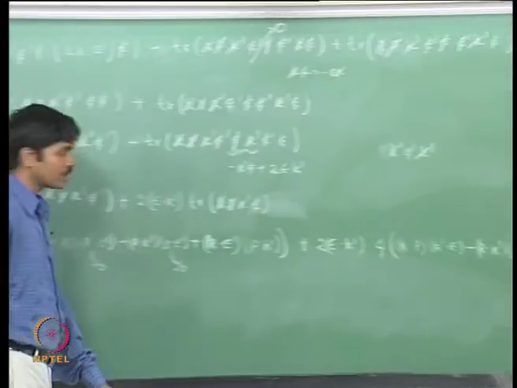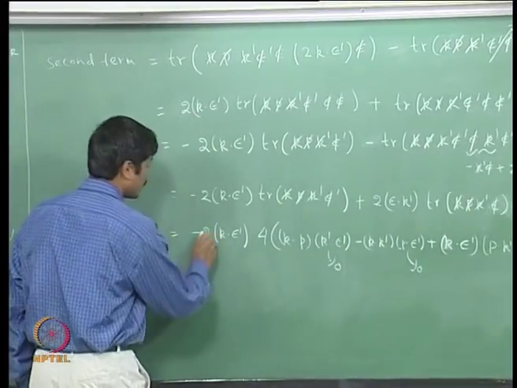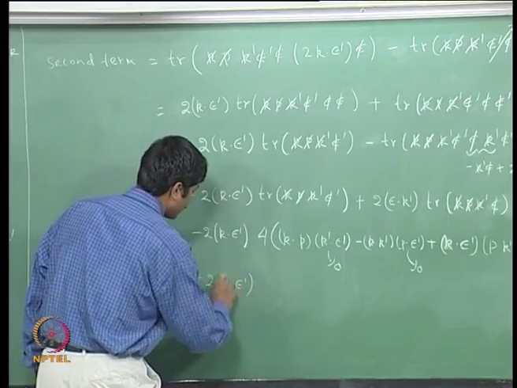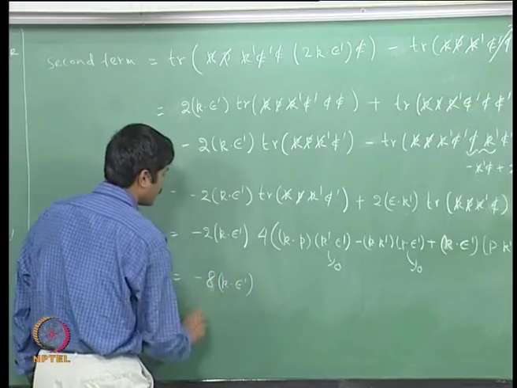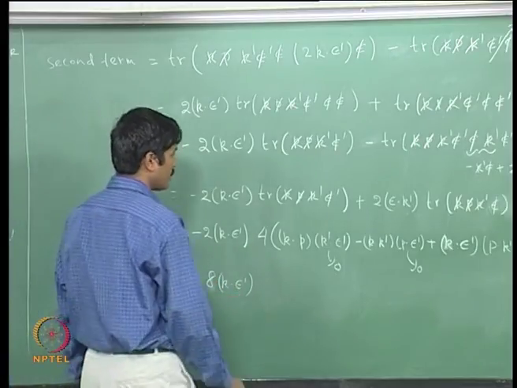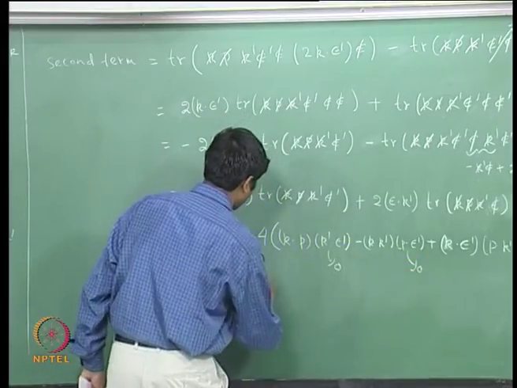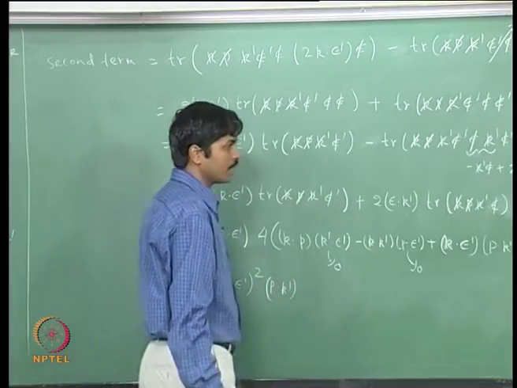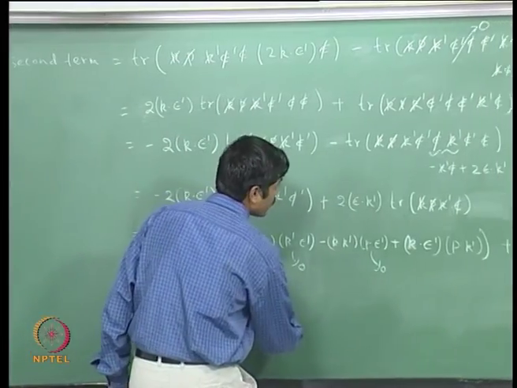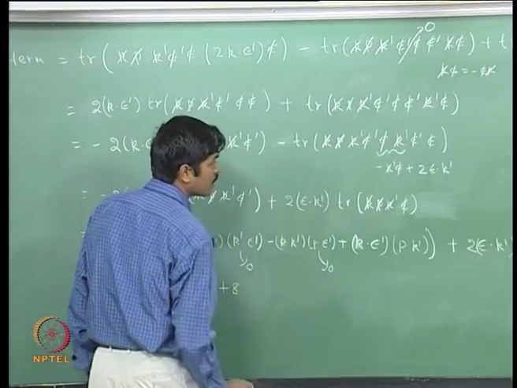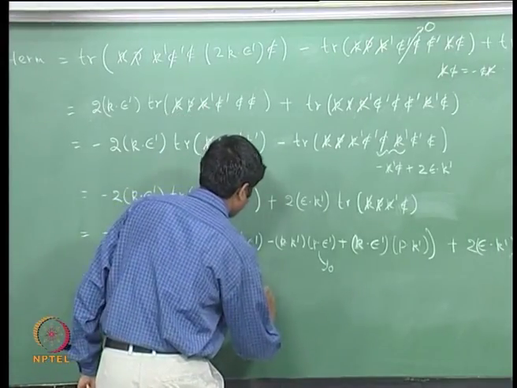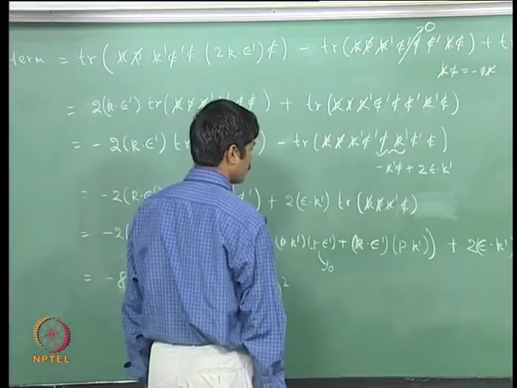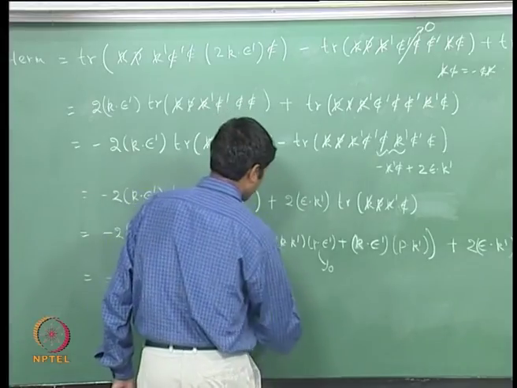So, now I will put all these things together, then what I get is minus twice k dot epsilon prime, there is a factor of 4. So, 8 k dot epsilon prime times k dot epsilon prime squared p dot k prime, and the second term is again plus 8 epsilon dot k prime squared p dot k.